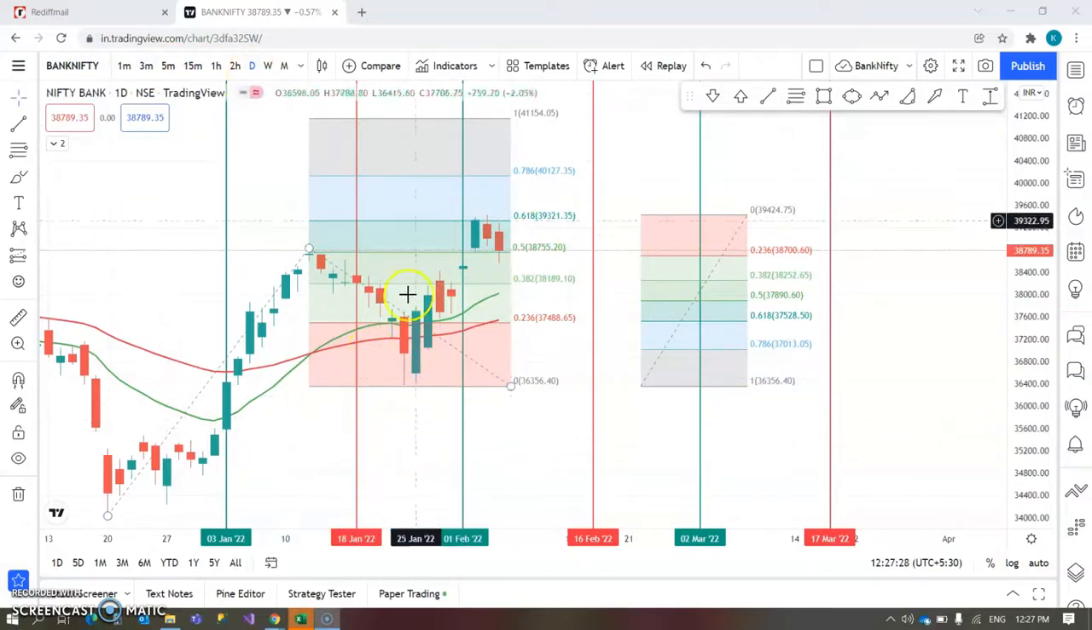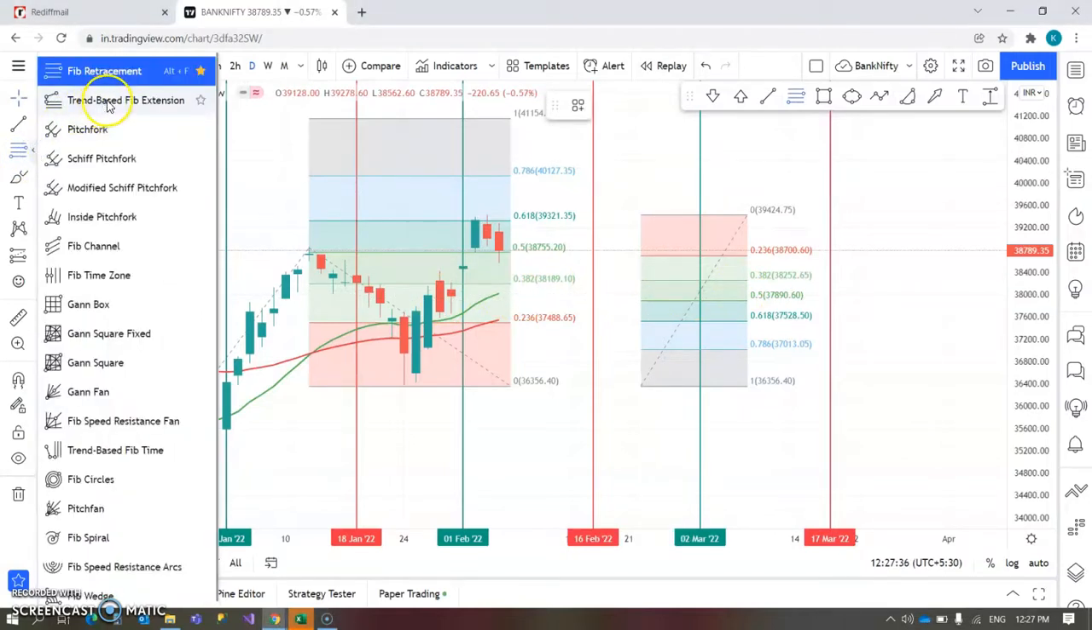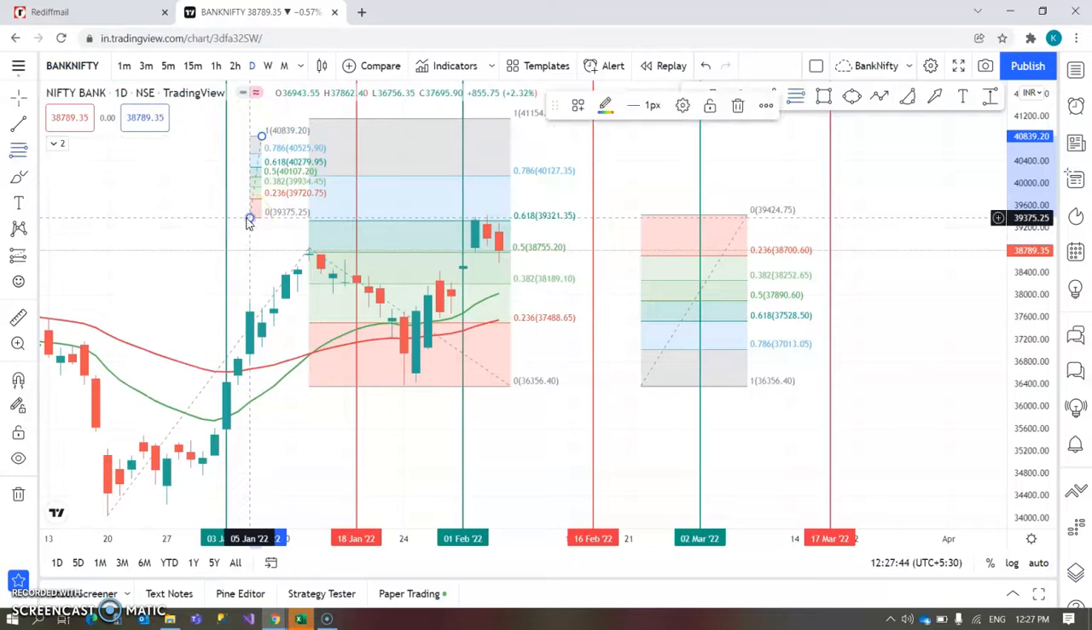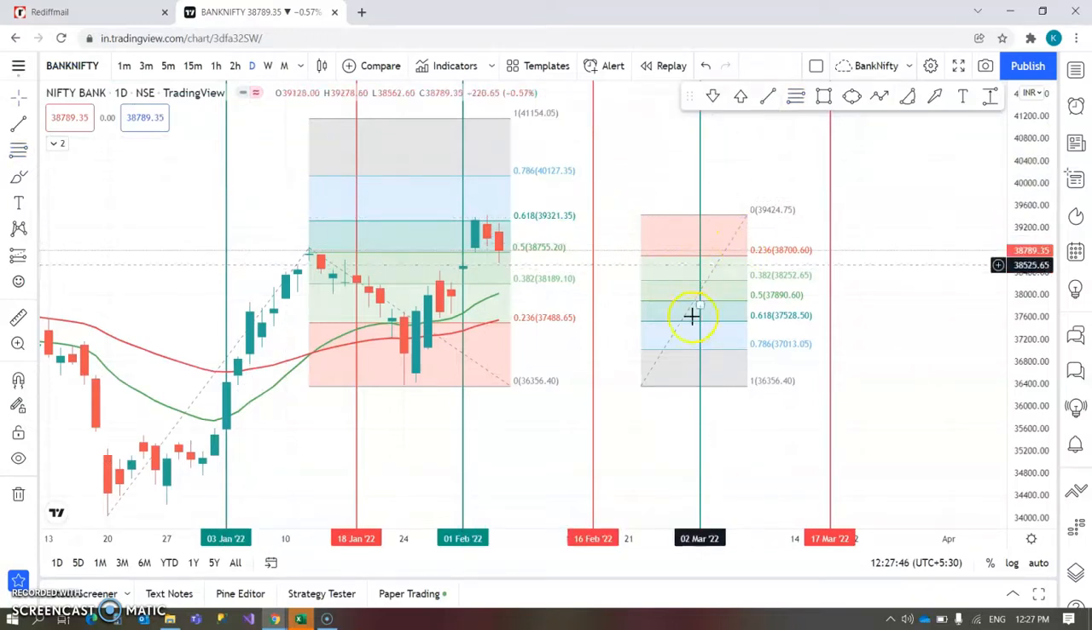You can see I have drawn fib retracement. So these are two different tools. If you open the fib retracement tool, let me show you. This is one fib retracement and the second one is trend based fib extension. Okay, let me delete. So this is the simple fib retracement that I have drawn, and this part on the left is the fib extension.